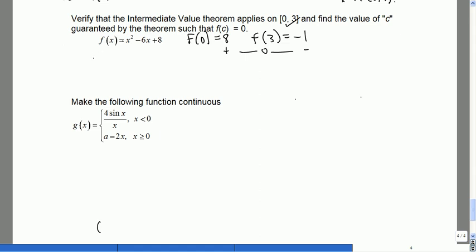So I know that there is a solution between 0 and 3 for the answer to this question. So we can find it and verify that it did in fact exist by solving the equation. But that's one reason you might want to use the intermediate value theorem, is you may not want to go to all the work of solving without verifying that there actually is a solution. So let's take a look here and see what we get.